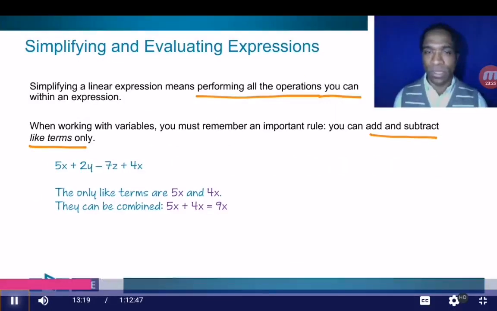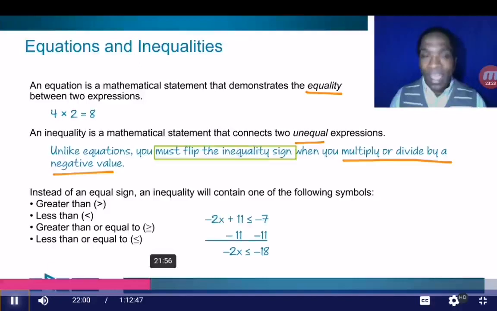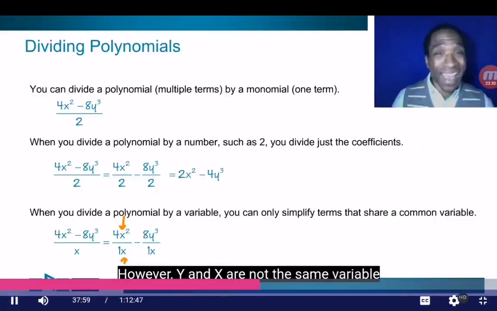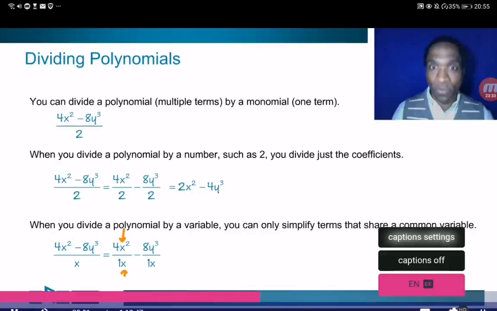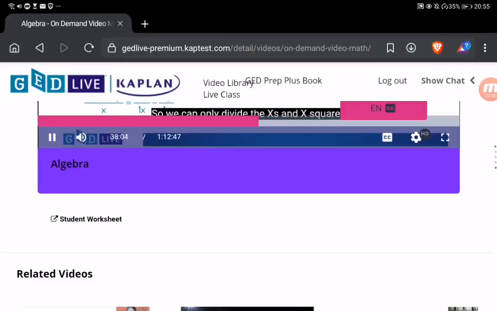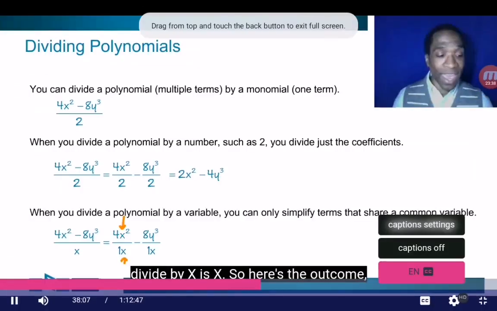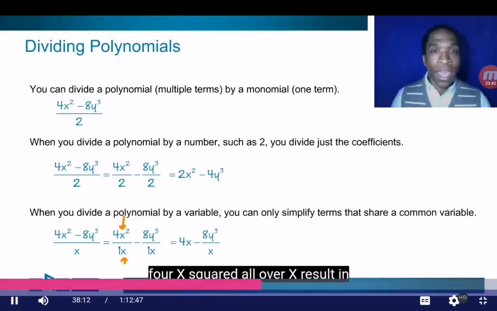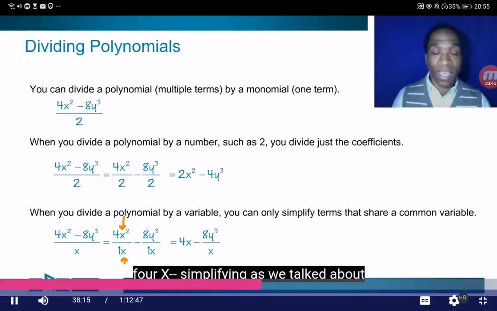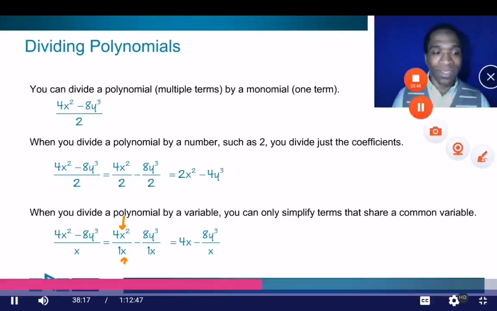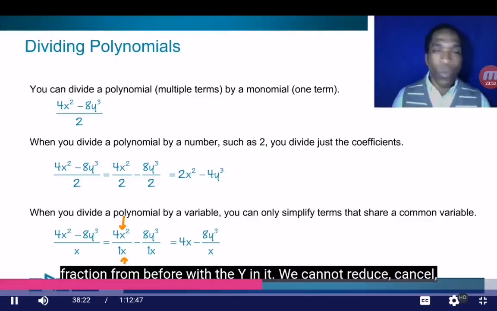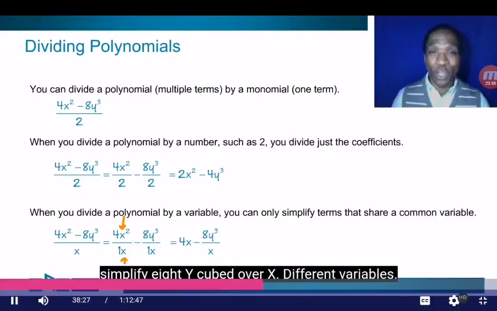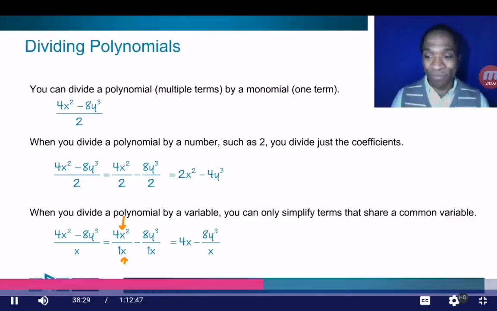Left of the variables. In this case, that coefficient, y and x are not the same variable, of course. So we can only divide the x's, and x squared divided by x is x. So here's the outcome. 4x squared all over x results in 4x, simplifying as we talked about. But we're subtracting the same fraction from before with the y in it. We cannot reduce, cancel, or simplify 8y cubed over x, different variables.